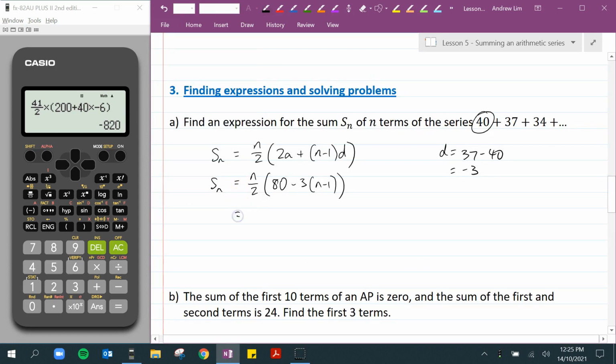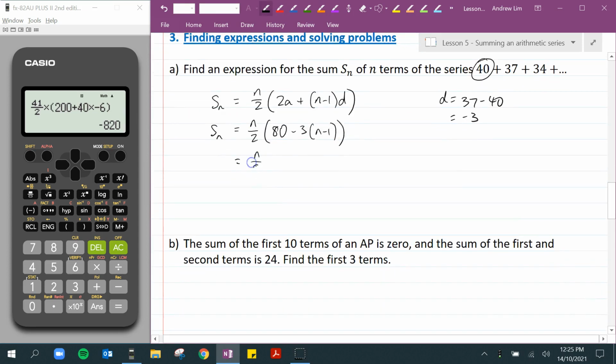So, n over 2, bracket 80 minus 3n plus 3. So we have n over 2, bracket 83 minus 3n. And I'll leave it at that.